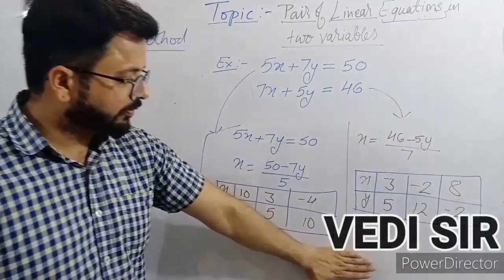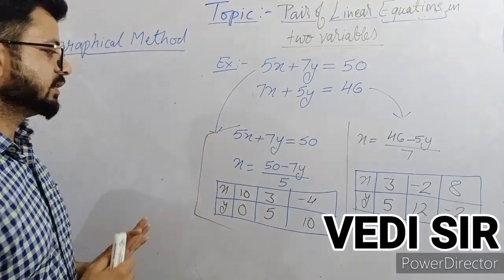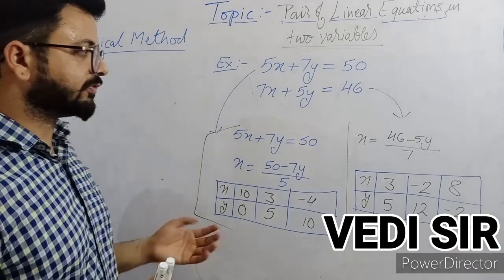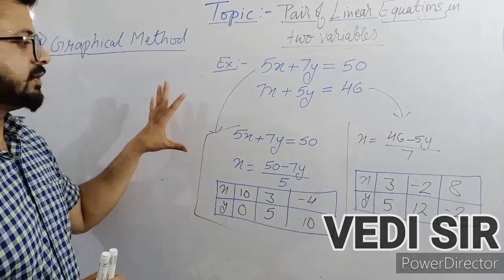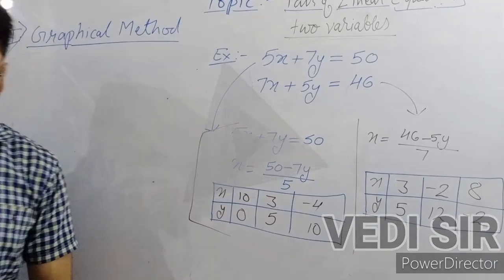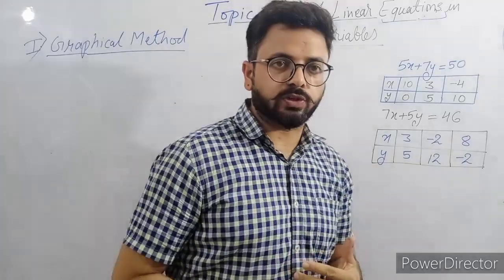Now we will draw these points on the graph paper. First you note down these points. If you have already written them by yourself, then we will draw with those points, but first you note this down. Now with the help of these coordinates we will draw the equations.